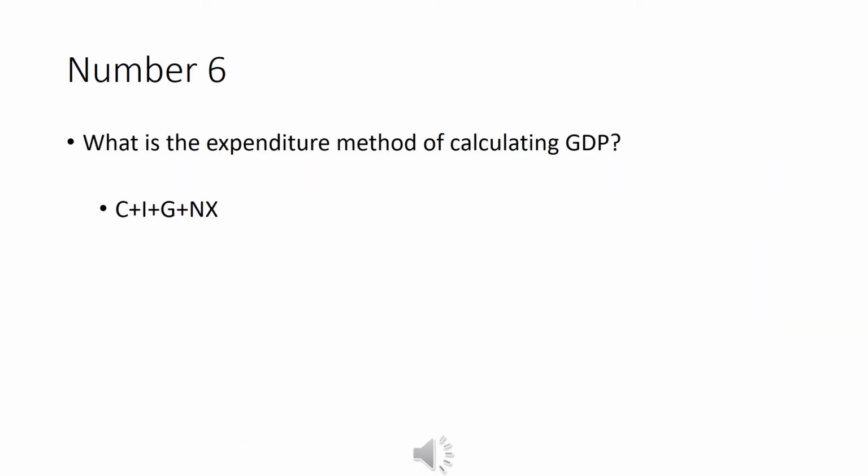So when I ask about the expenditure method of calculating GDP, what I'm looking for here is what are the 4 components that go into calculating GDP using the expenditure method. So in this case, it's just consumption spending, investment spending, government spending, and the net exports. These are the 4 components that we broke down GDP by and we talked about a lot.